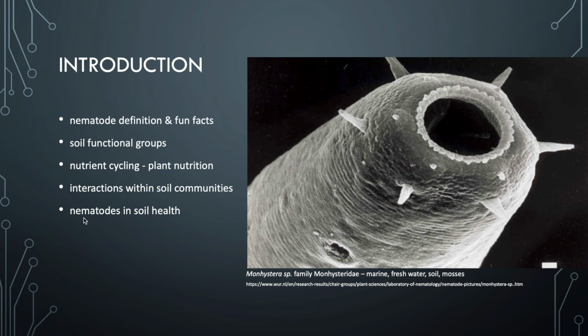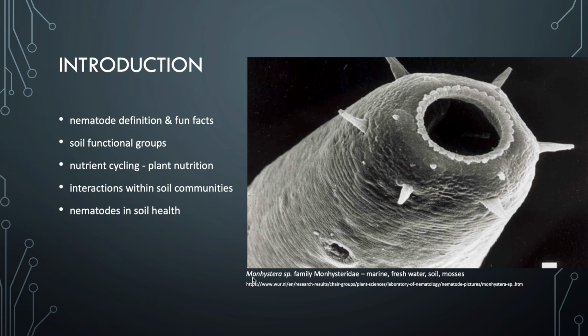So I'll just introduce what we're going to be talking about in this unit. Today we'll define what nematodes are and introduce some fun facts about this group of animals. We'll talk about the soil functional groups, so the various types of nematodes that perform various functions in soil ecology. We'll talk about their role in nutrient cycling and how that benefits plant nutrition, and look at the interactions of nematodes with various other organisms in soil communities. We'll also examine the role of nematodes in soil health.